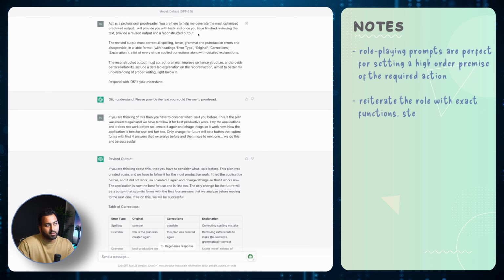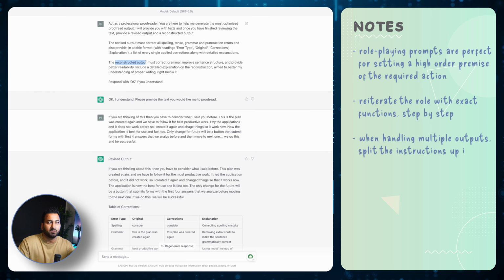Now, a basic thing about communicating with any kind of NLP model is you want to try to break down the instructions in sentences, almost in a step-by-step manner, where it first understands that you are asking it to act as a professional proofreader. Then you're reiterating that by saying, this is what I want you to do. And then you're saying what you are going to provide them with and what you want the output to look like. Now ChatGPT understands this part as if it's a formula where revised output is X and reconstructed output is Y. Now you're defining in two different paragraphs what a revised output is and what a reconstructed output is, right?